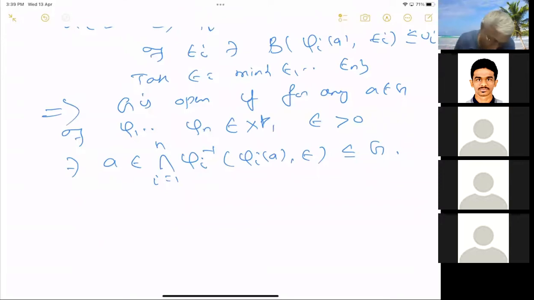Yes, the last line is phi inverse of the ball of phi I A. Correct. It's a ball up there. Right.